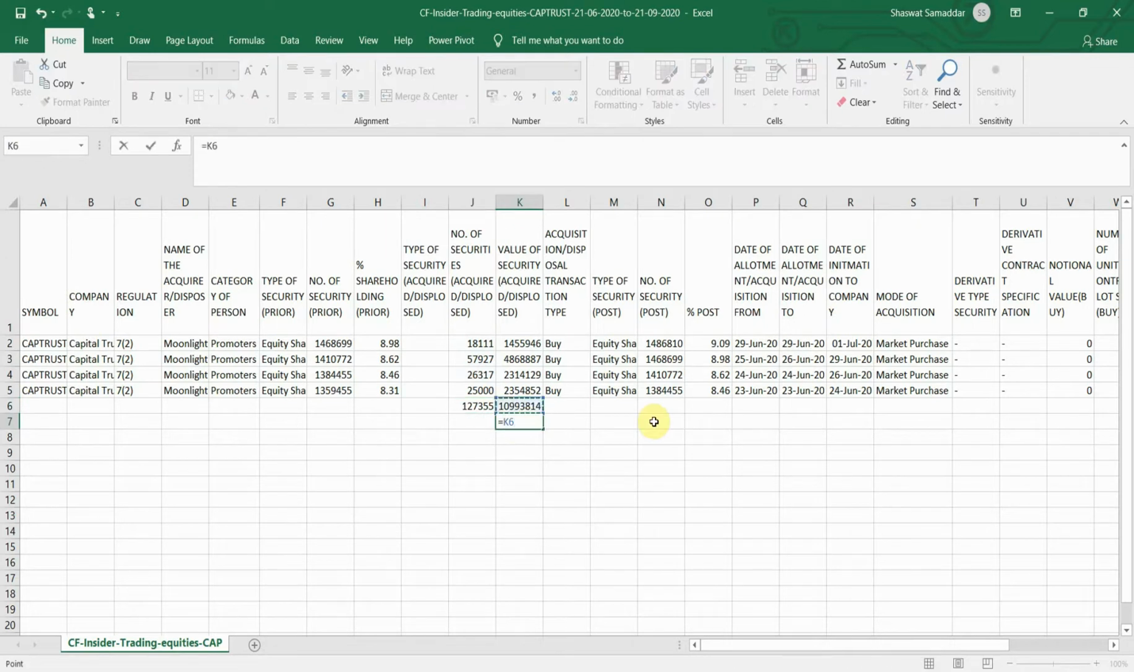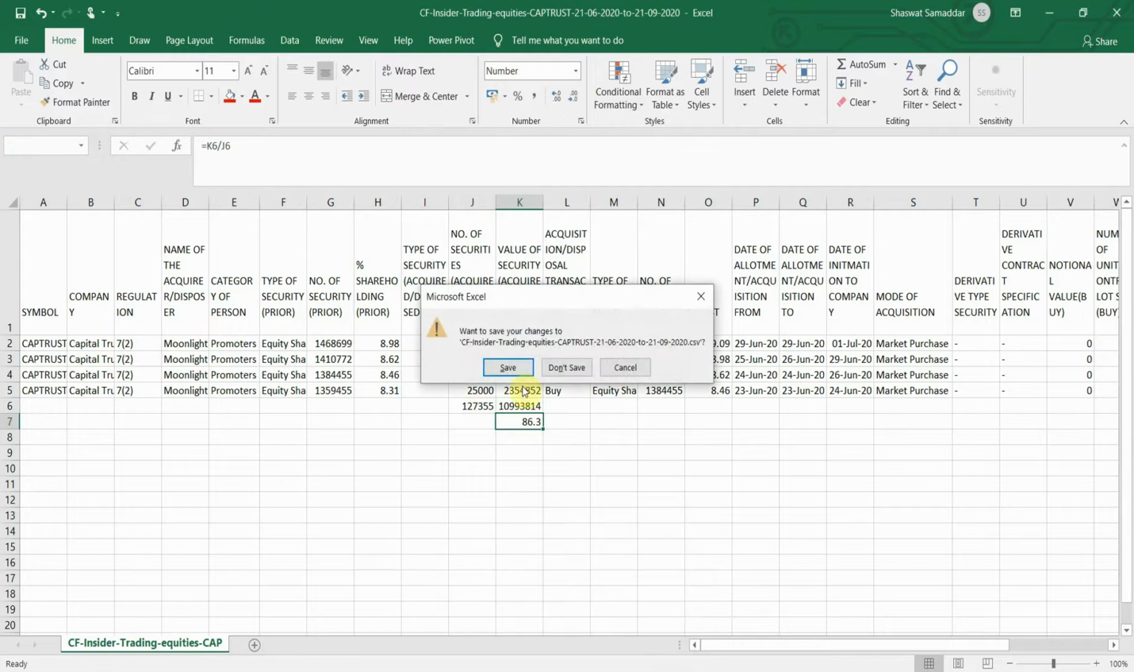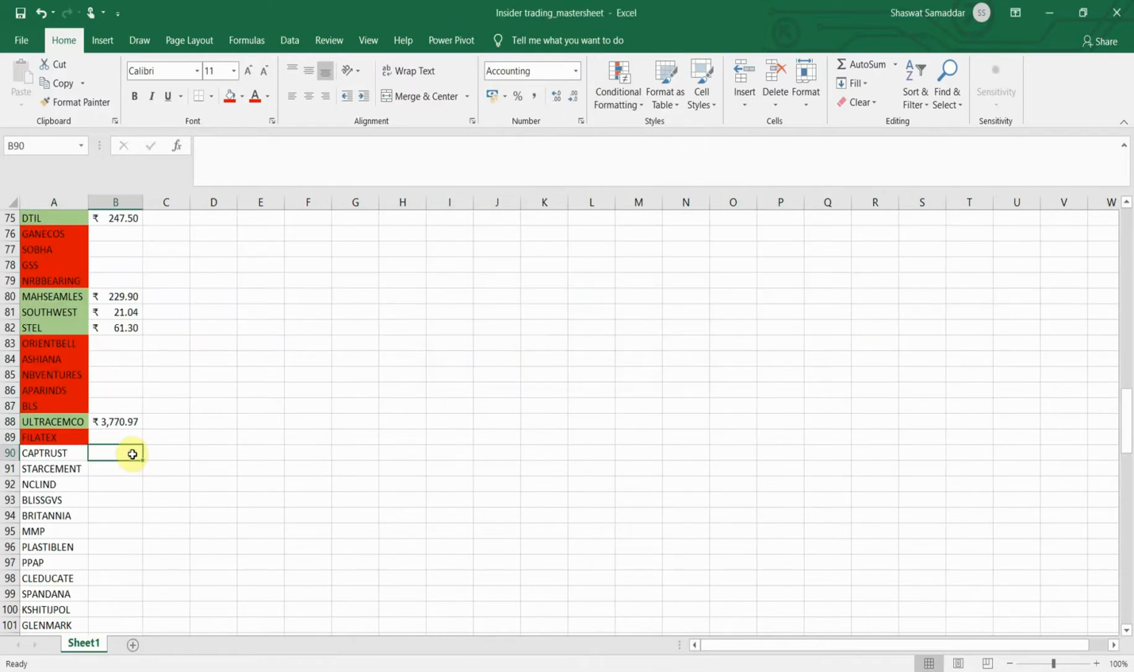To reach the price point at which the promoters may have made the position, the average price point to be accurate, we will divide the total value of securities by the total number of securities. Let me just quickly decrease the number of decimals. So it's 86.3 rupees. I'll just quickly record it.